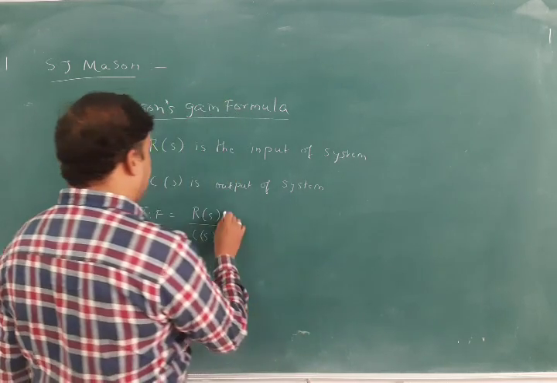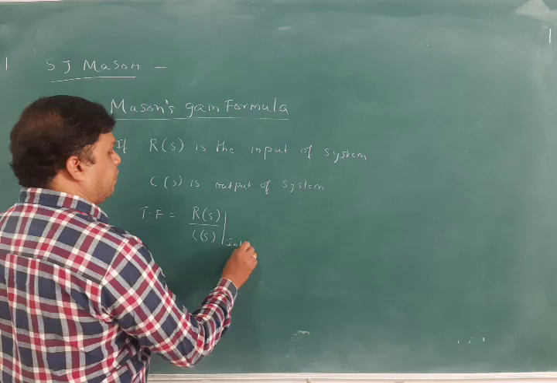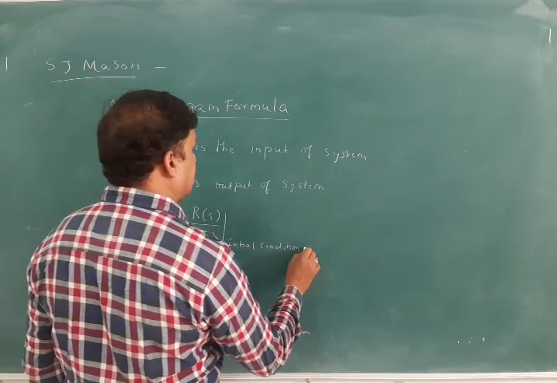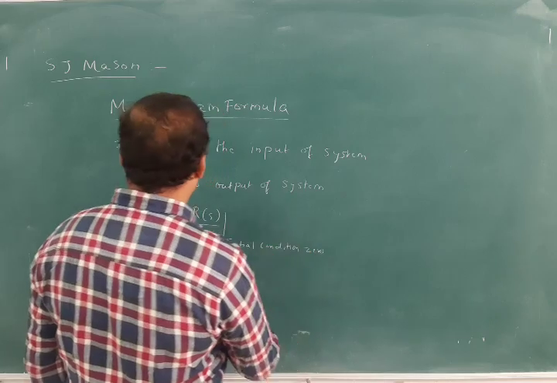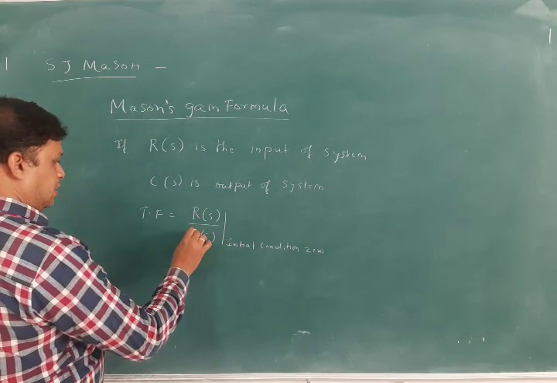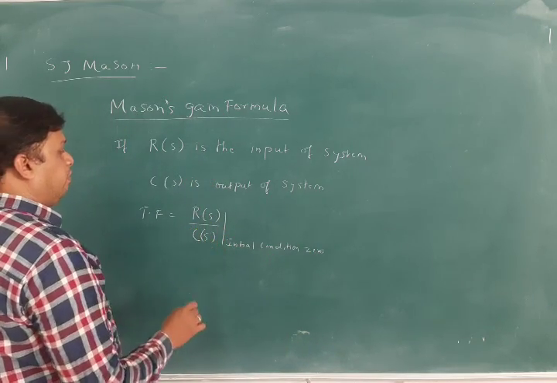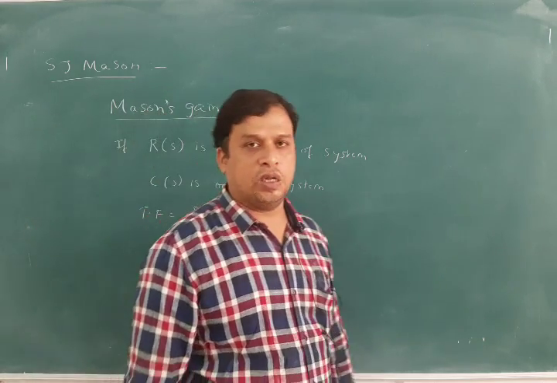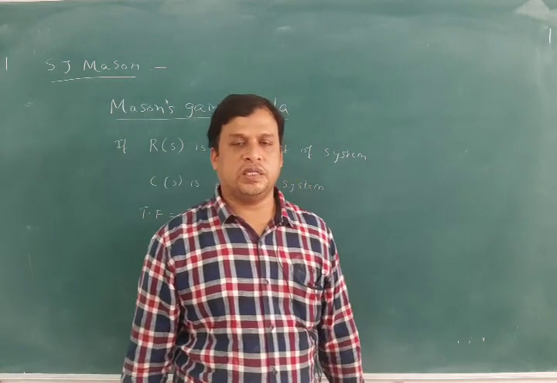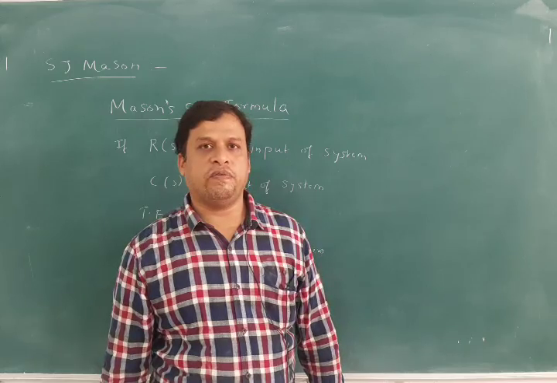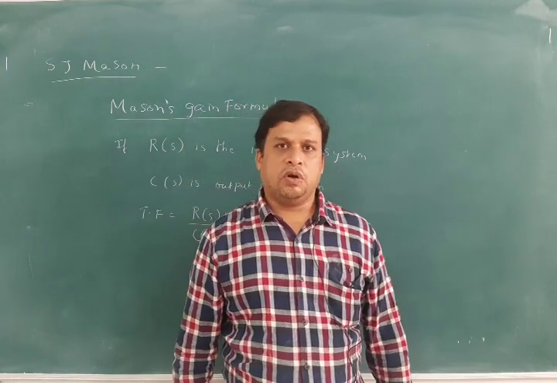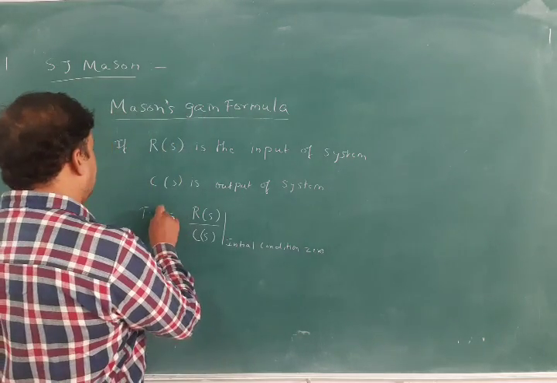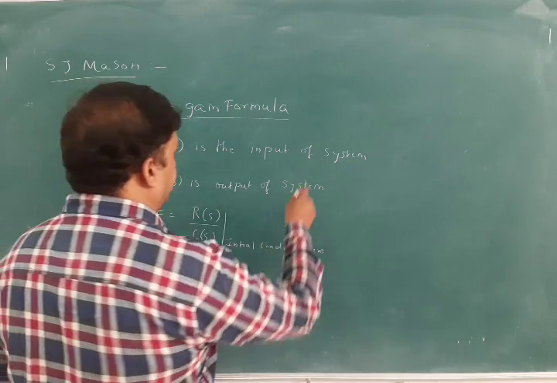So if the transfer function is given like this, C(s)/R(s), then we can find out this transfer function by using Mason gain formula also. As we have seen the block diagram reduction technique, and also from the signal flow graph we have got a transfer function, now we will use this Mason gain formula. What is that Mason gain formula?